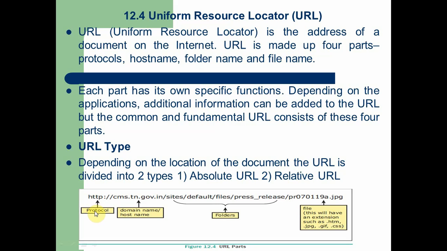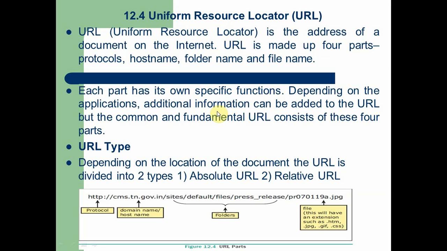In the diagram, you can see the four parts of the URL: protocol, domain name or host name, folder name, and file name. Each part has its own specific function. Depending on the application, additional information can be added to the URL, but the common and fundamental URL consists of these four parts. URL types are divided into two types: one is absolute URL, another is relative URL.